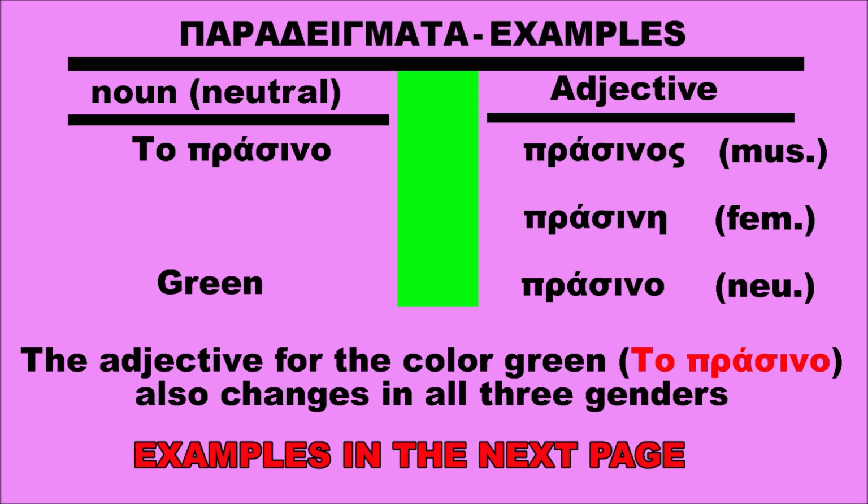Το πράσινο. And the adjective on the right, πράσινος, masculine. Πράσινη, feminine. Πράσινο, neutral. The adjective for the color green, το πράσινο, also changes in all three genders. Examples in the next page.